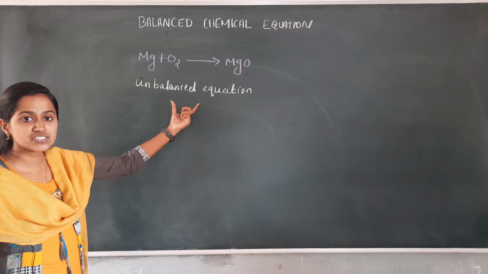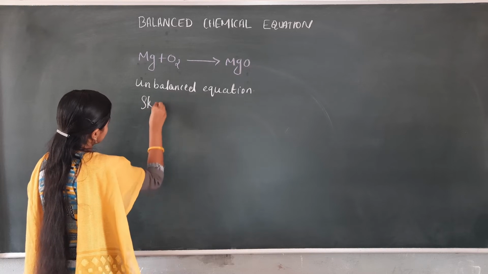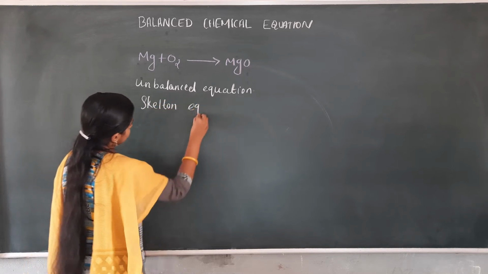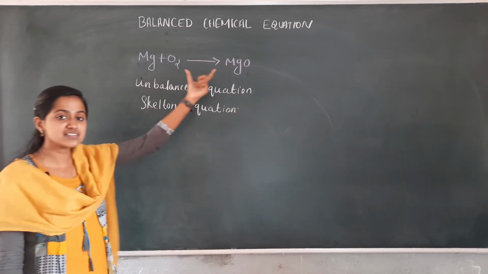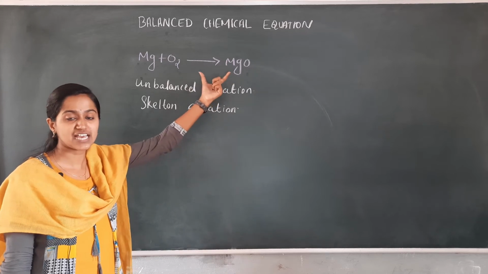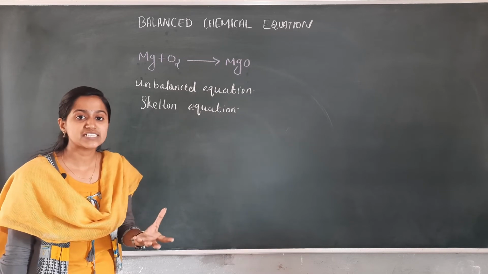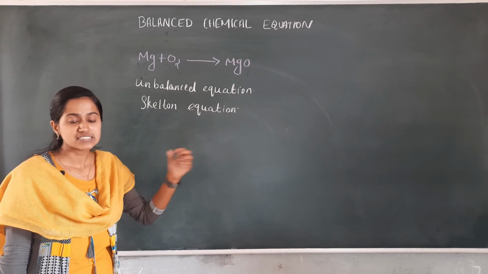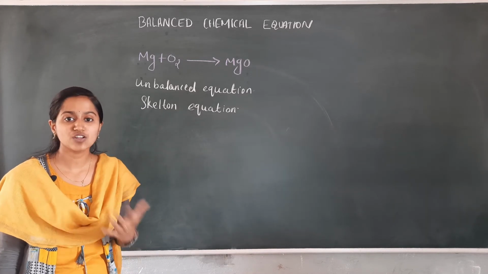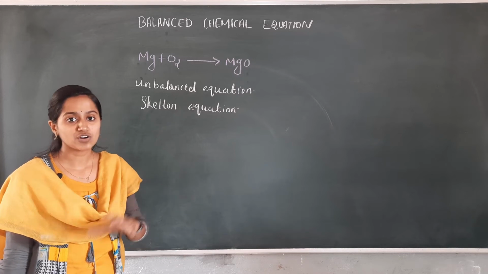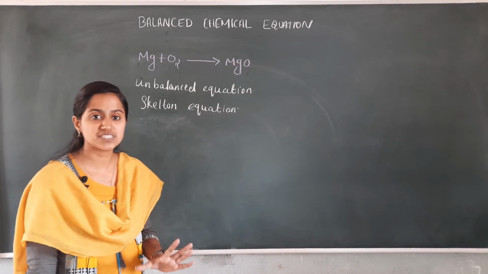This unbalanced equation is also known by another name, the skeleton equation. An unbalanced equation is not a proper way of representing a reaction, so we must balance this equation. A question arises: why must we balance this chemical equation? Recall the concept of the law of conservation of mass from 9th class. According to this law, matter can be neither created nor destroyed, which means the mass before the reaction and after the reaction must be the same.